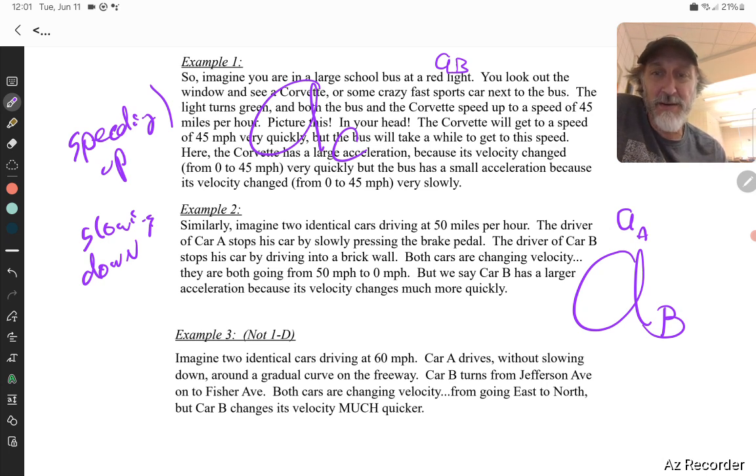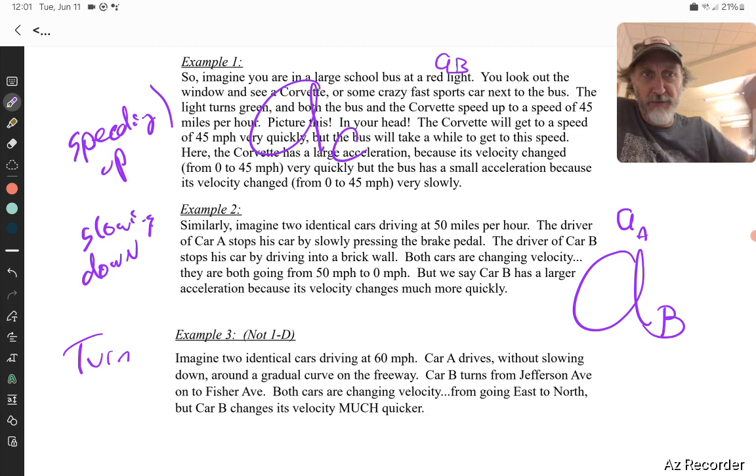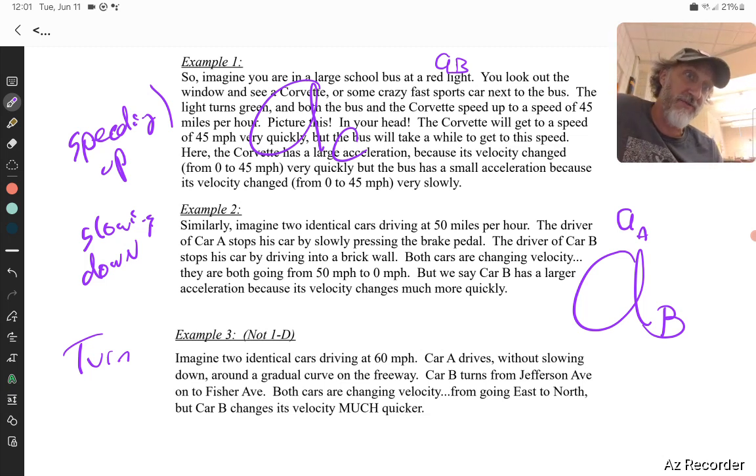Okay, all right, and then finally, here's a turning example. Imagine two identical cars driving at 60 miles an hour. Car A drives without slowing down around a gradual curve on the freeway. Because that direction is changing, it's a change in velocity. So that would be the acceleration of car A.